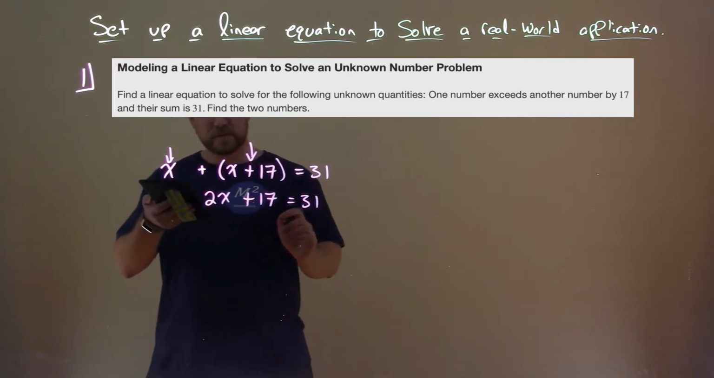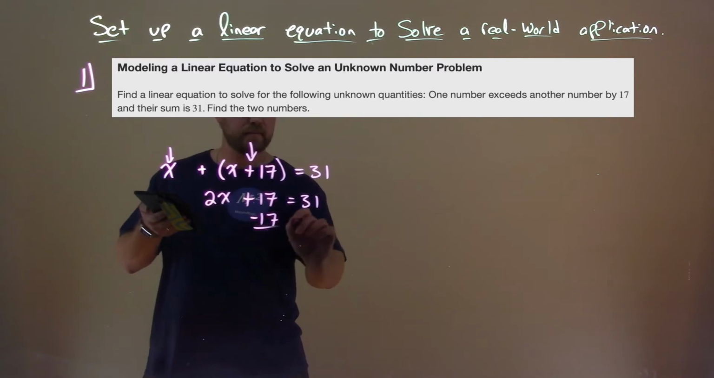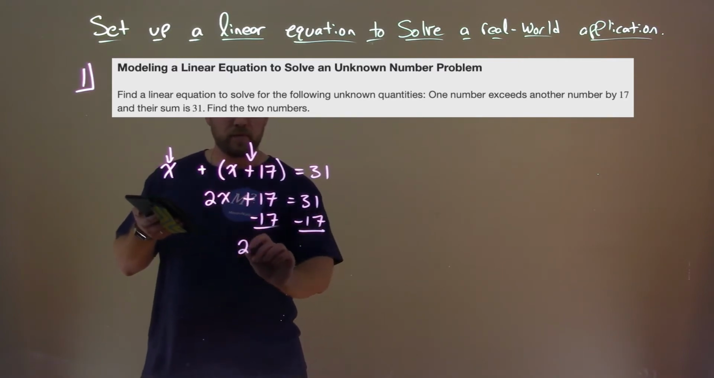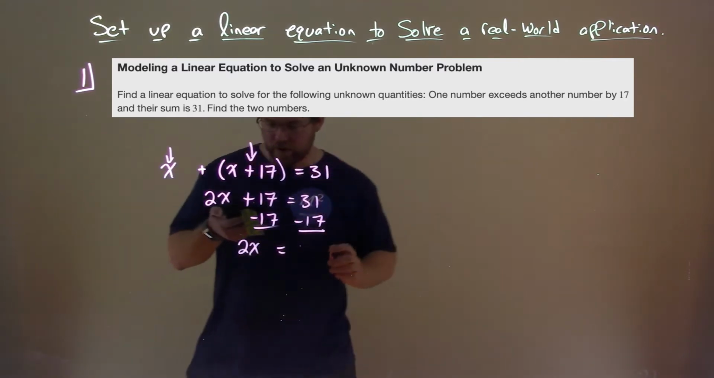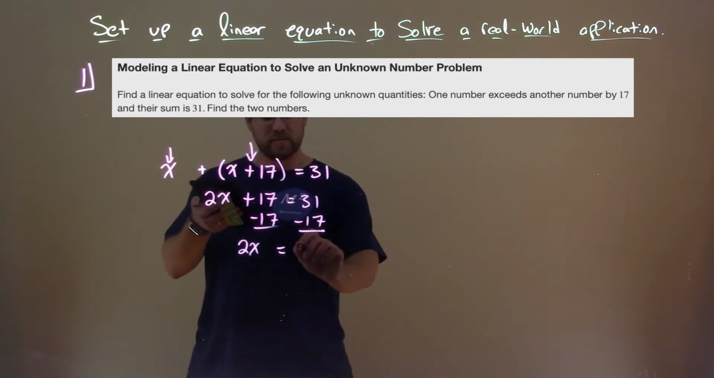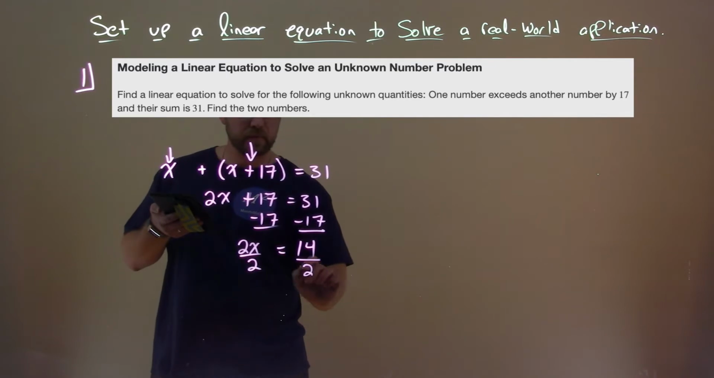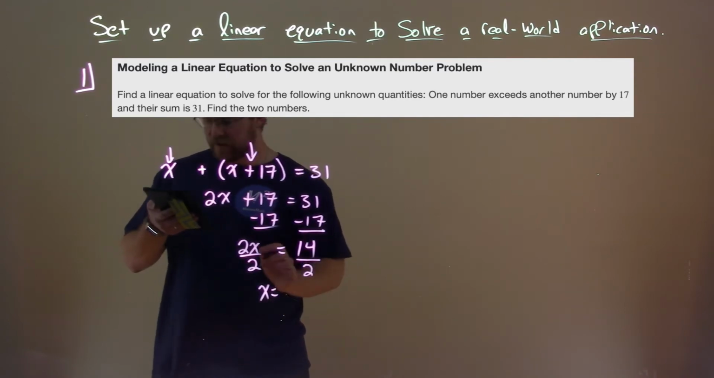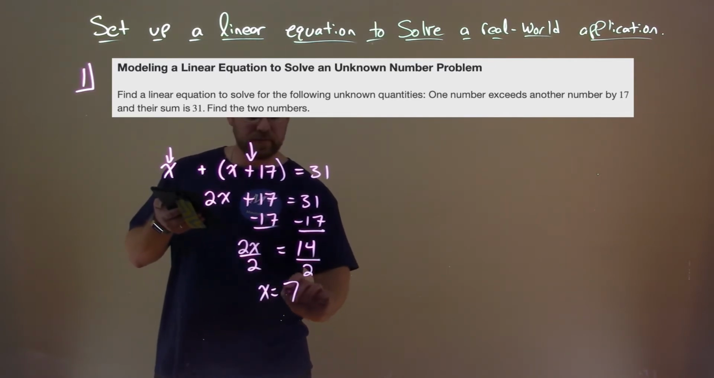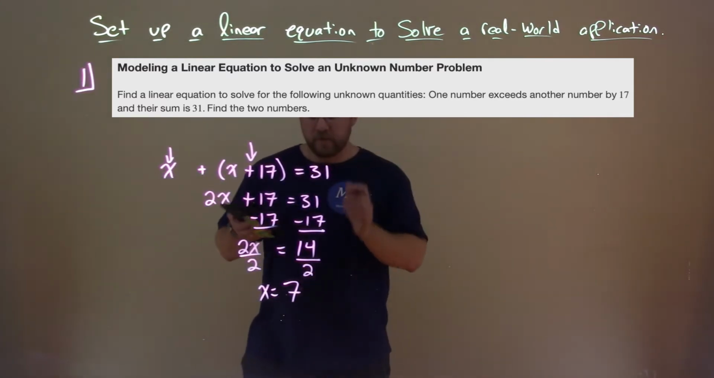From there, we subtract 17 from both sides. We're left with 2x, and 31 minus 17 is 14. Divide both sides by 2, and x equals 14 divided by 2, which is 7. We're not done here though. So the first number is 7.